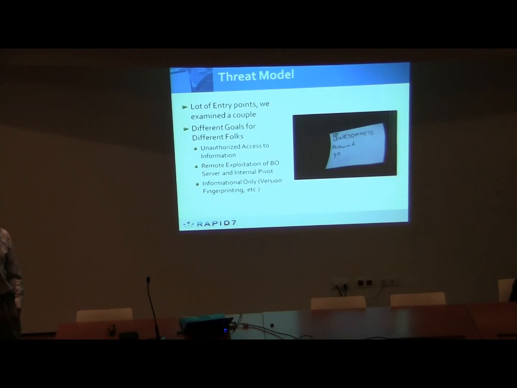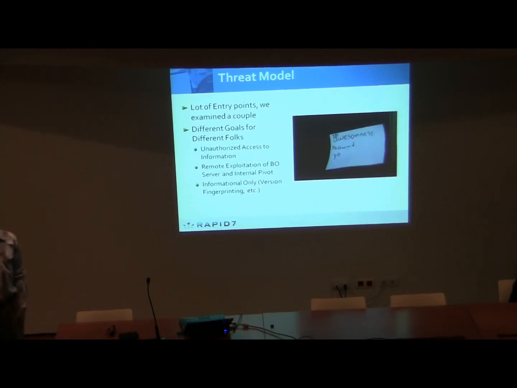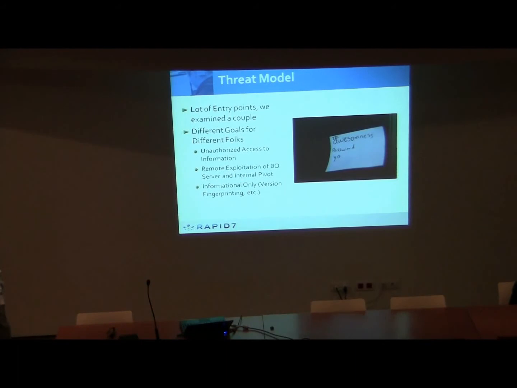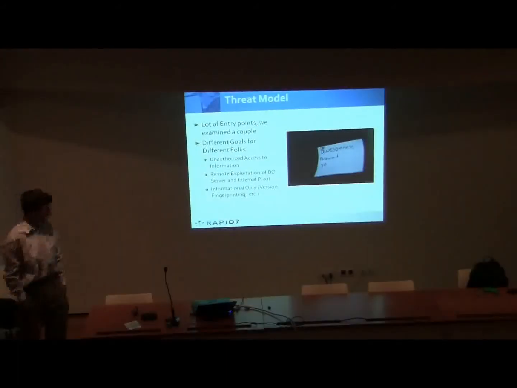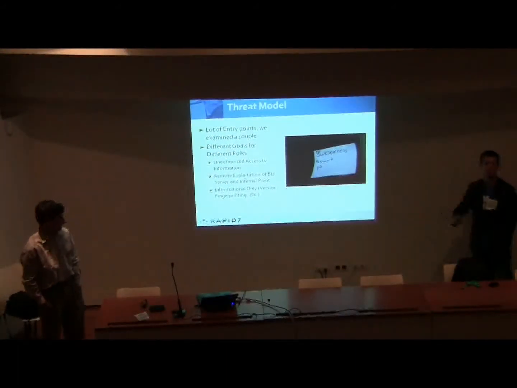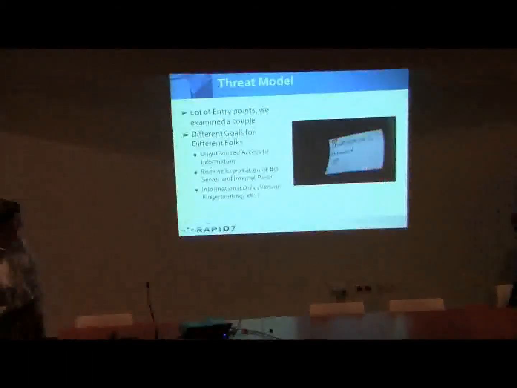If it's unauthorized access to information, remote exploitation of business objects, the server uses internal pivot, maybe using some administrative credentials you obtained, or is it information only? So version fingerprinting, or if you're seeing an old version, is that indicative of a lack of patching?